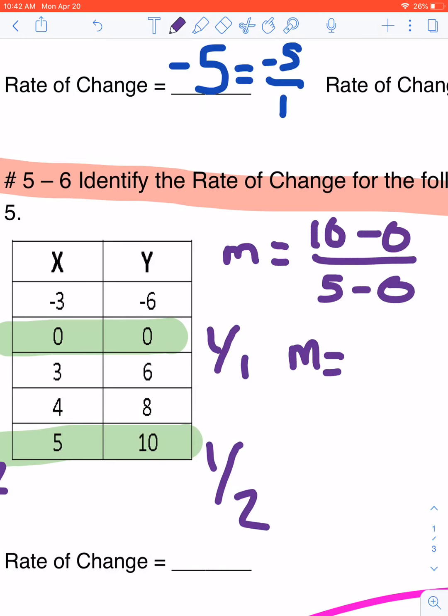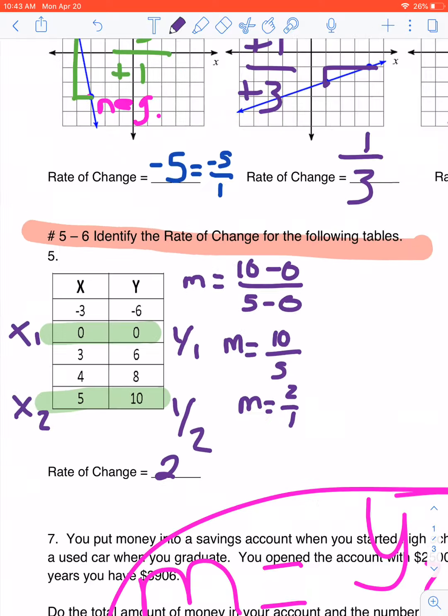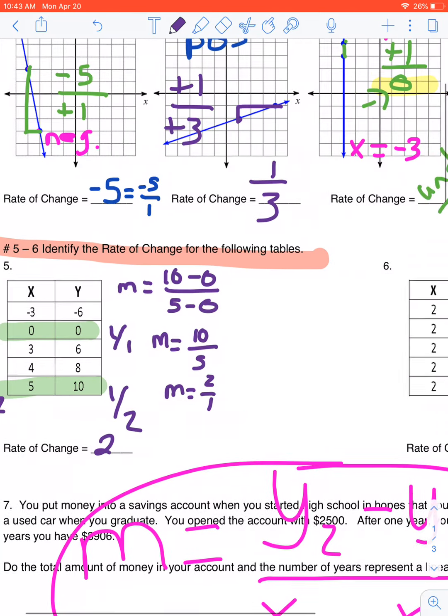10 minus 0 is 10. 5 minus 0 is 5. So when I simplify that down, I get 2 over 1, and my rate of change is 2, and I am done. Or I could write 2 over 1. It doesn't matter what set of points you pick, you'll get the same slope from any of them.